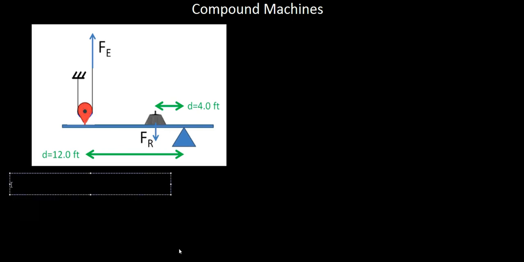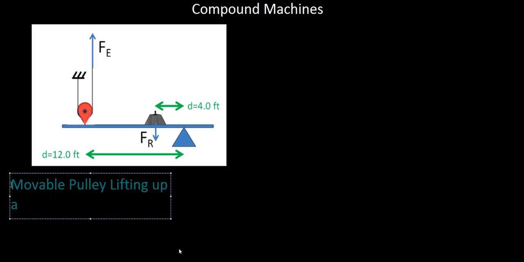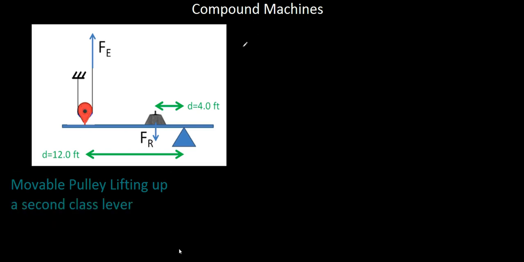So let's write that out. Let's say it's a movable pulley lifting up a second class lever. So the question becomes, what is the total mechanical advantage of our system? Well, if we look, we have two machines.